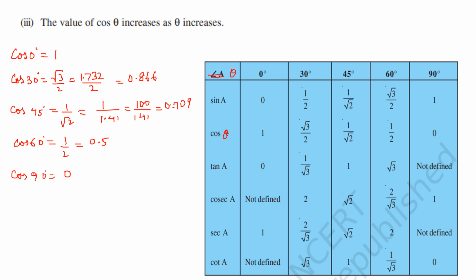So if you see here clearly, when the value of theta increases from 0 to 30 to 45 to 60 to 90, the value is decreasing. First it was 1, then 0.8, 0.7, 0.5, and then 0. So this statement is false. Here the correct statement should be the value of cos theta decreases as theta increases, isn't it? So this statement is false. Now moving to the next question.